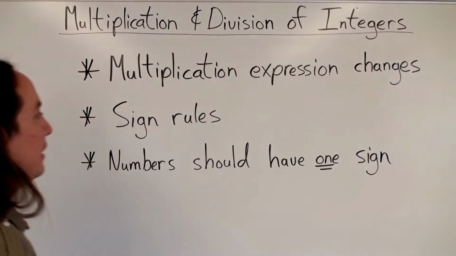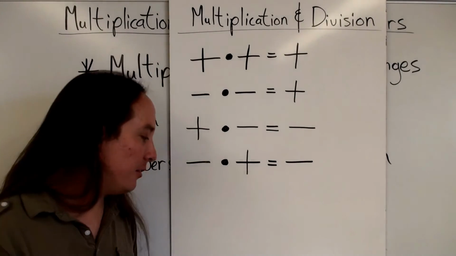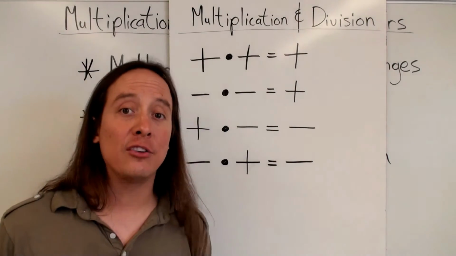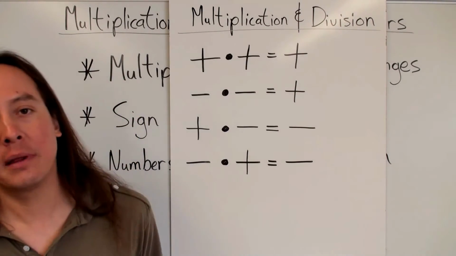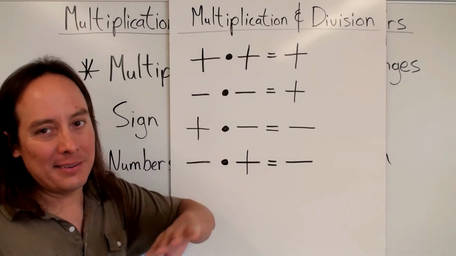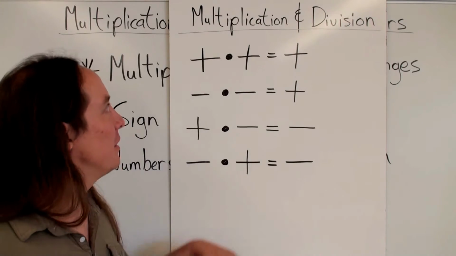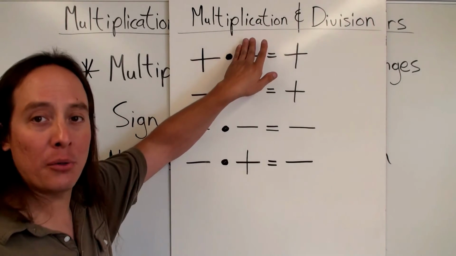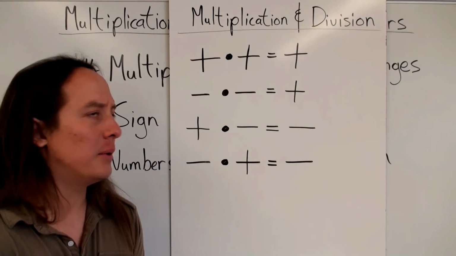So let's talk about the next thing here, sign rules. So you have your sign rules for addition and subtraction. Here are your rules for multiplication and division. I'm just using this dot as an arbitrary symbol, just a general idea of it. It's going to be for both multiplication and division. Okay, we're just talking about the signs anyway.